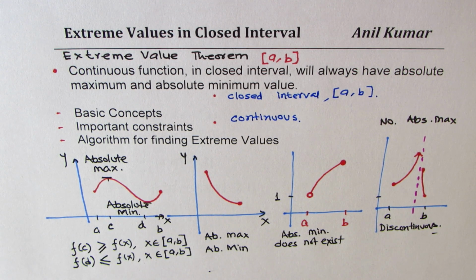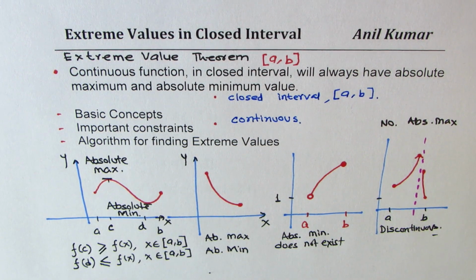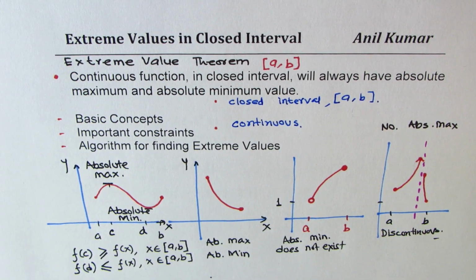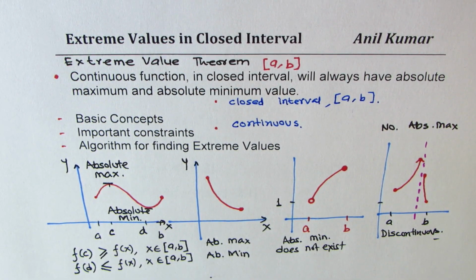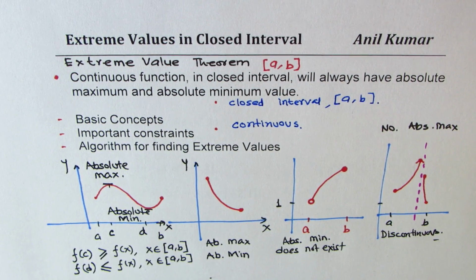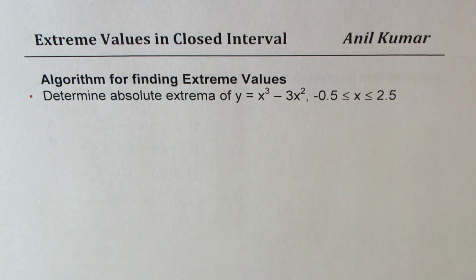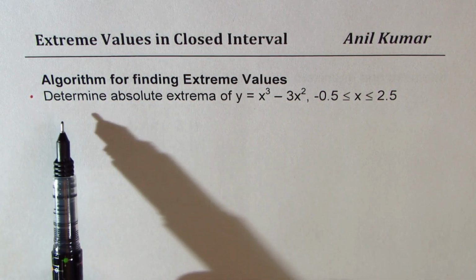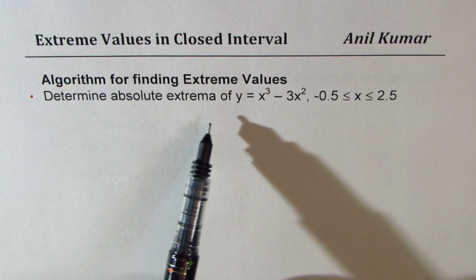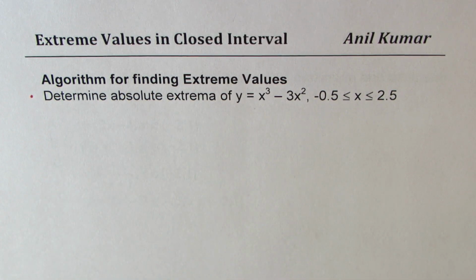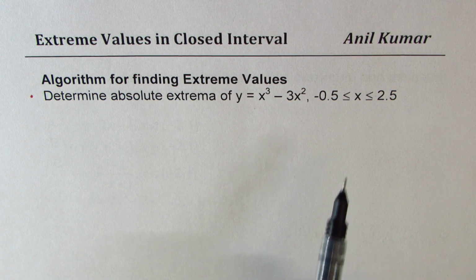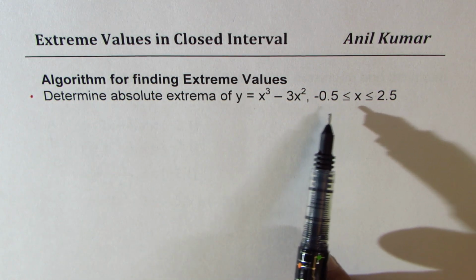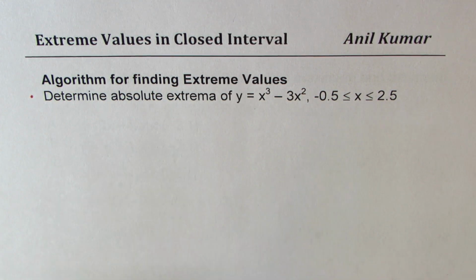Now based on this, let's have an example, and then we'll move forward to understand how to write an algorithm for finding extreme values. Now let us discuss the algorithm for finding extreme values. As an example, let's determine absolute extrema of y equals x cubed minus 3x squared, where x is greater than or equal to minus half and less than or equal to 2.5.